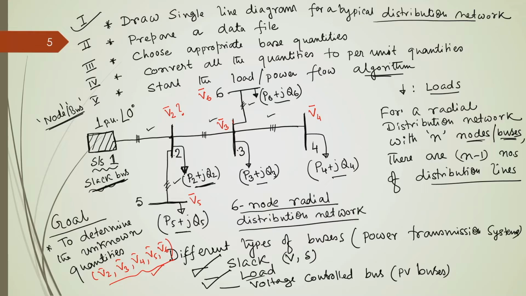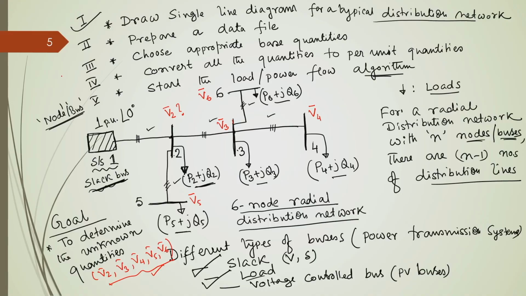So, in load flow analysis we know that some of the quantities are known and some of the quantities are unknown. For load buses, the known quantities are the active and reactive power demand, and the unknown quantities are the voltage magnitudes and the angle. So, we will determine these with this load flow. Now we have completed step 1, and we need to go to step 2, that is, we need to prepare a data file.